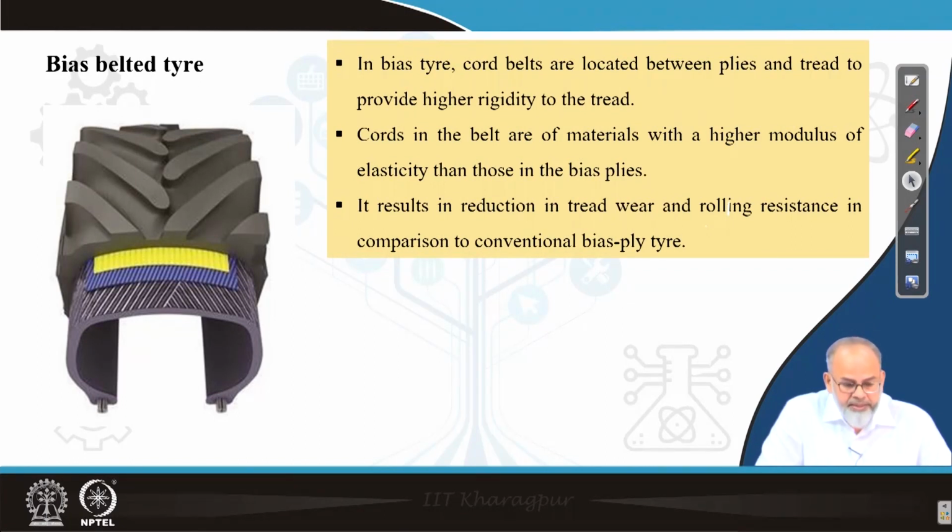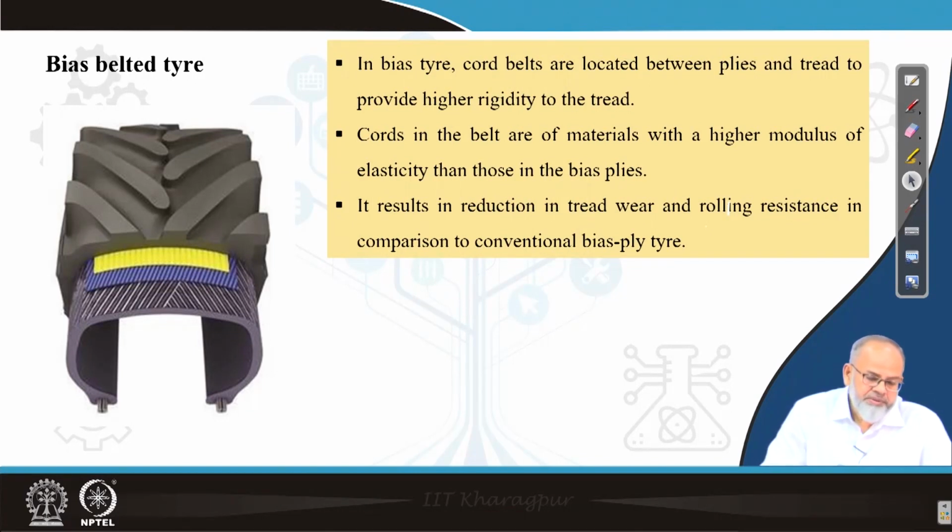In the case of a bias belted tyre, in addition to the cords which are provided in the carcass of a bias tyre, there will be a belt made up of a higher modulus of elasticity, provided in between the tread and the carcass. So it is partly bias ply tyre and partly radial tyre. It gives stiffness to the tread, so the wiping action is reduced. The rolling resistance is reduced as compared to the bias ply tyre, and the wear of the tread is also reduced because of the stiffness.